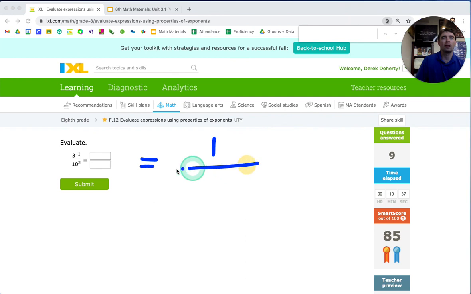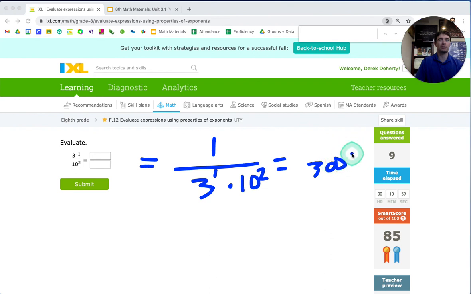So I know that 3 to the negative first is the same thing as 1 over 3 to the first. And the divided by 10 squared is still going to be down there in the denominator. So this expression, 3 to the negative first over 10 squared, is the same thing as 1 over 3 to the first times 10 squared. And that's just 3 times 10 times 10, or 300. 10 squared is 100. 100 times 3 will be 300. So that's where the answer 1 over 300 comes from here.